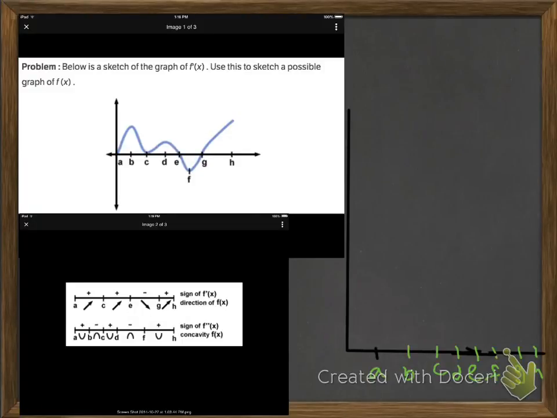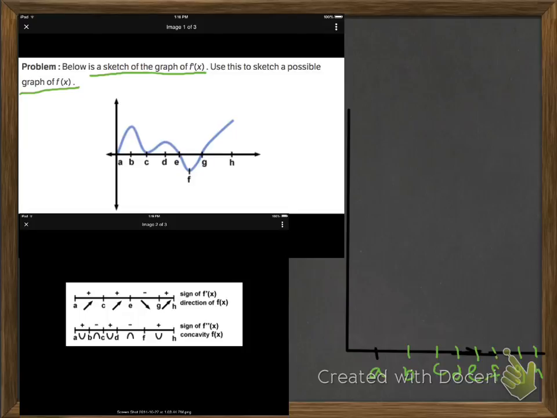Alright, in this example, we're going to look at how to sketch a graph of the original using what we have of the derivative. So below here, we have this graph of the derivative. Remember, we want to highlight, and I would say highlight that word that says what you have below. So here below we have the graph of the derivative, and we want to use this to sketch the graph of the original, f of x.